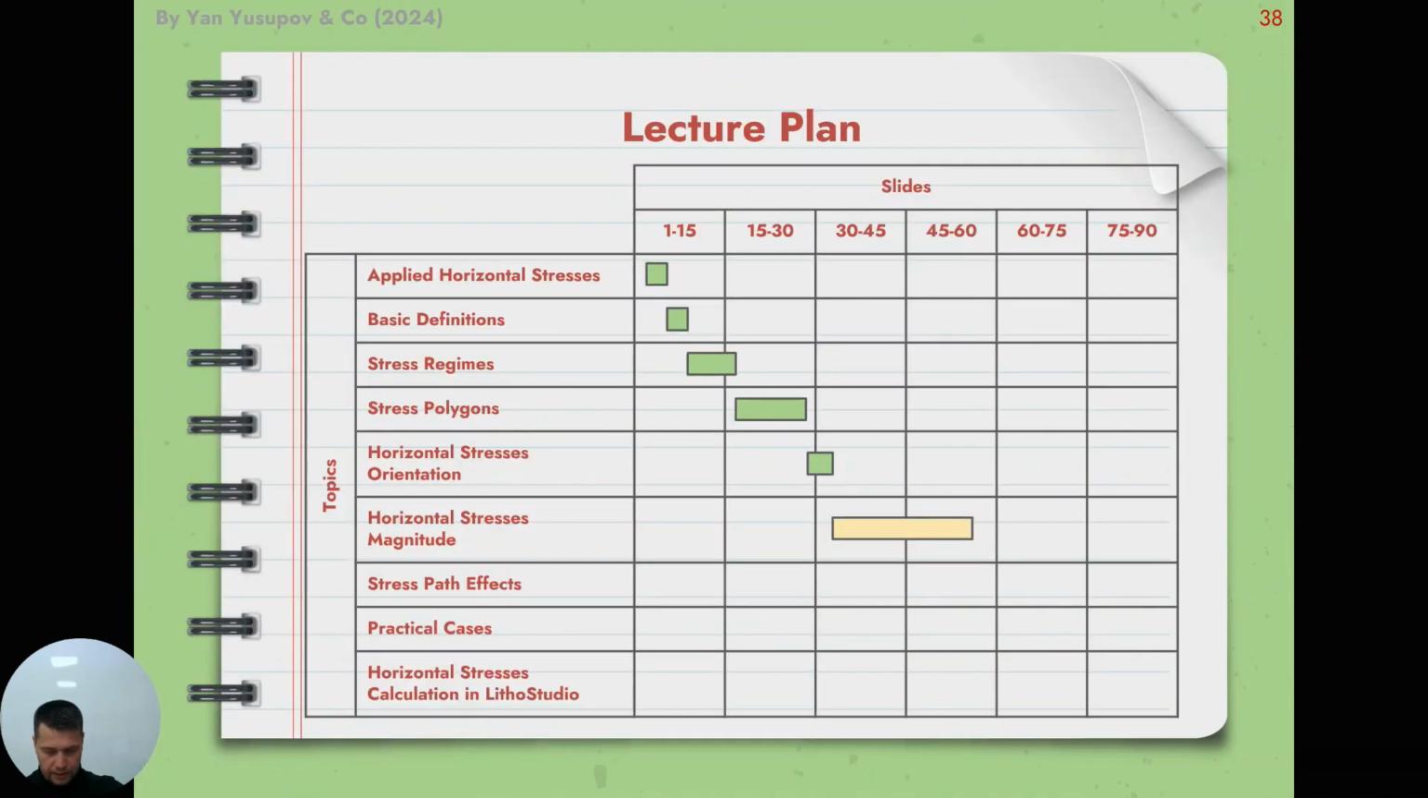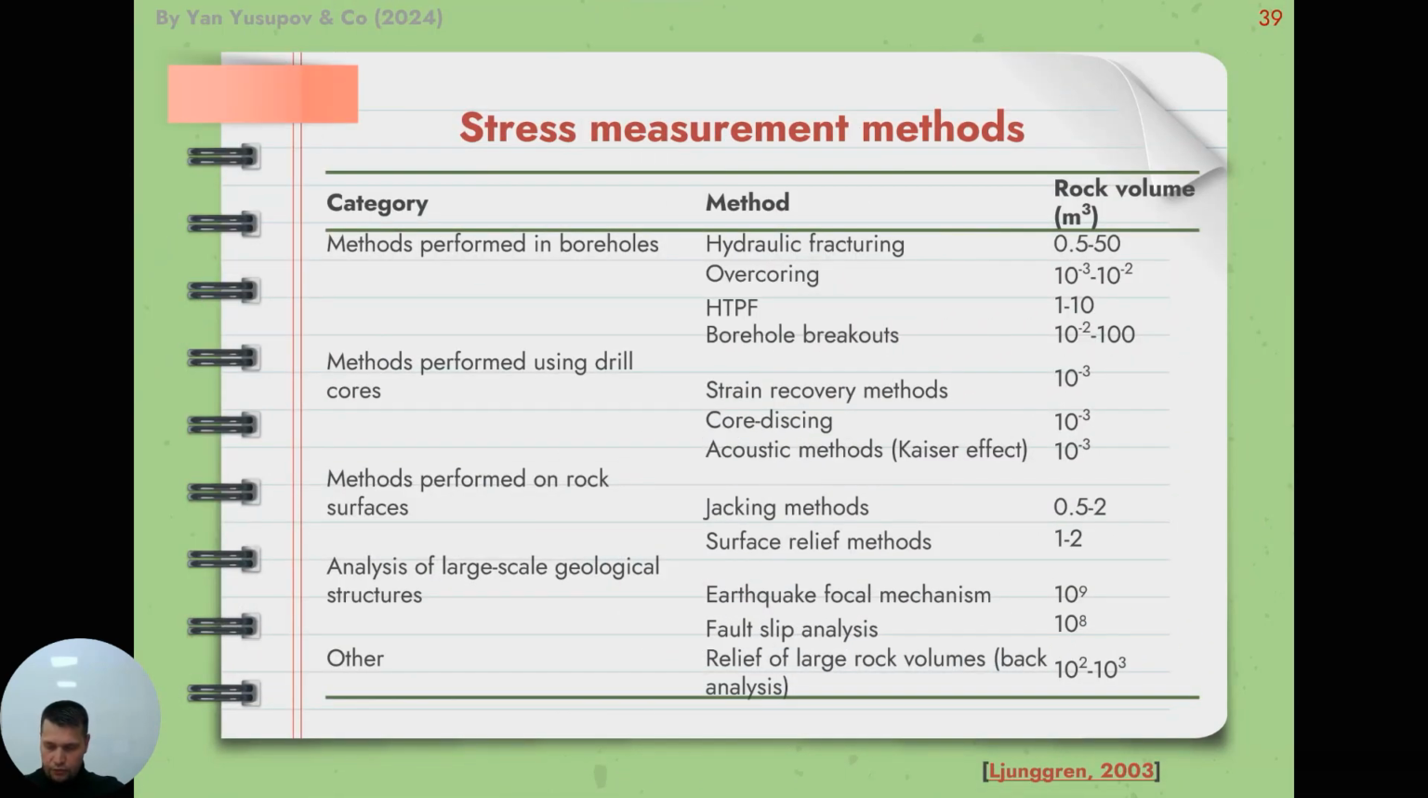The next topic of the lecture plan is horizontal stress magnitude. Methods for determination of in situ rock stress can be classified into two main categories. The first consists of methods that disturb the in situ rock condition by inducing strains, deformation, or fracture opening. The following methods may be included in this category: hydraulic methods, including hydraulic fracturing and hydraulic tests on pre-existing fractures, the borehole relief method and the surface relief method.